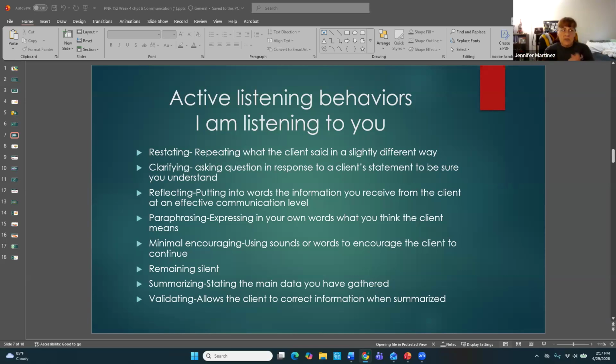So restating is repeating what the client said in a slightly different way. Okay, so you are just repeating what the client said back to them. So if the client says, my chest hurts, I can't sleep at night, then an example of restating would be, you've been unable to sleep at night because of chest pain, right? So there's that.